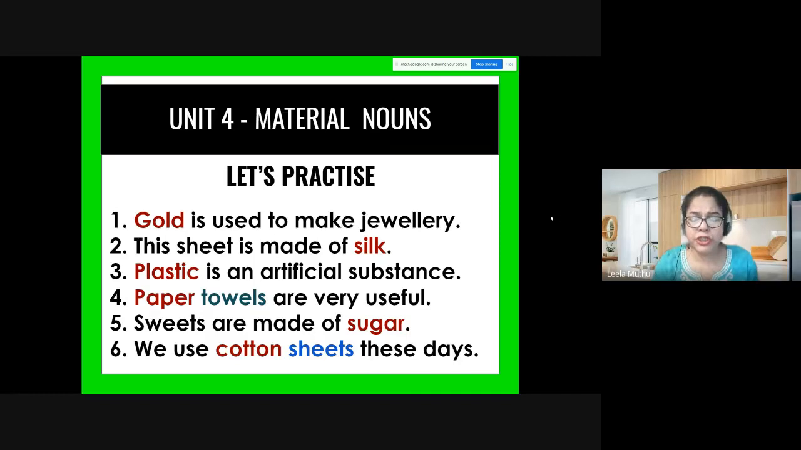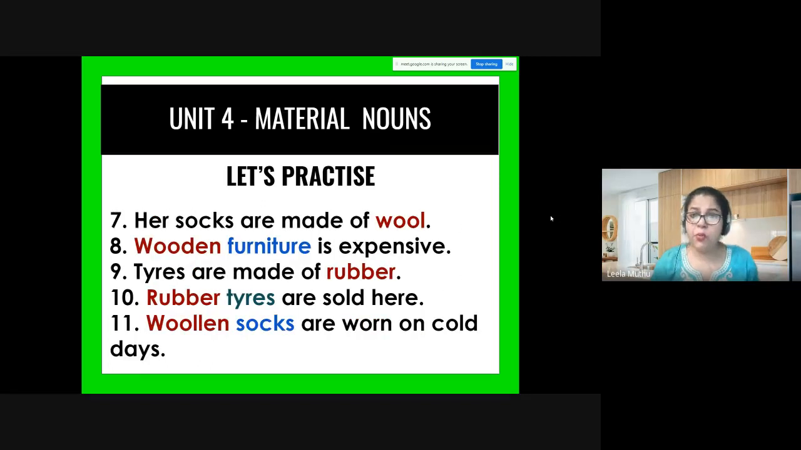We use cotton sheets these days. Cotton is in front of the noun sheets, adjective. Her socks are made of wool. Made of wool. Ooh, that's easy. Wool is a material noun. Okay, wooden furniture is expensive. The word wooden is coming before the noun furniture, therefore, it is an adjective. Tires are made of rubber. Now, I think, it's getting too simple. Rubber is a material noun here, but rubber tires describes the tires, the noun after it. So it is an adjective.